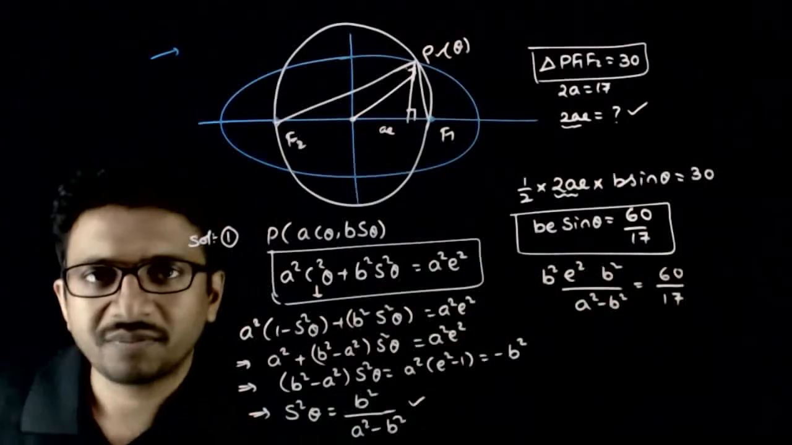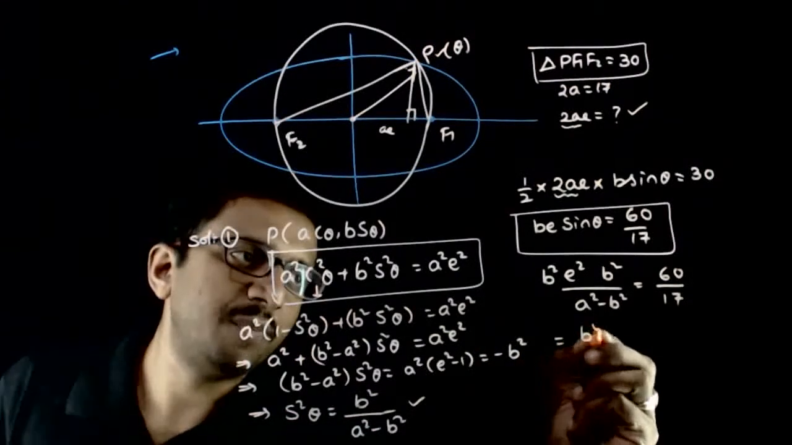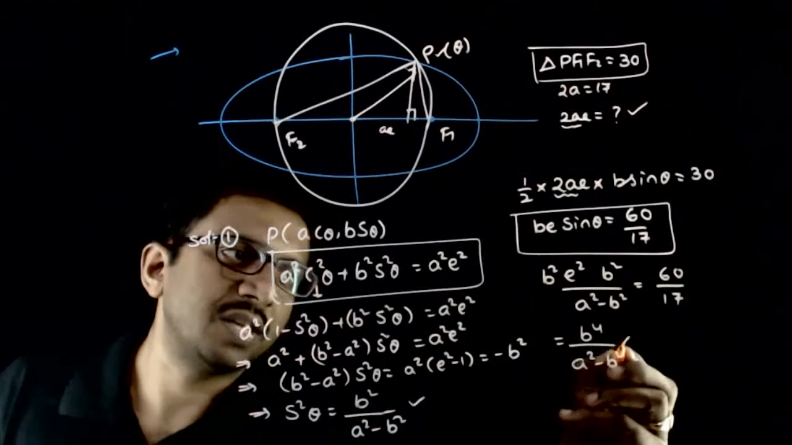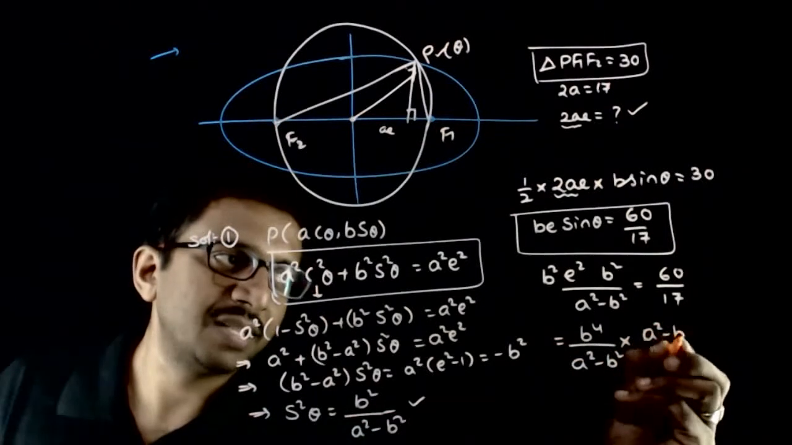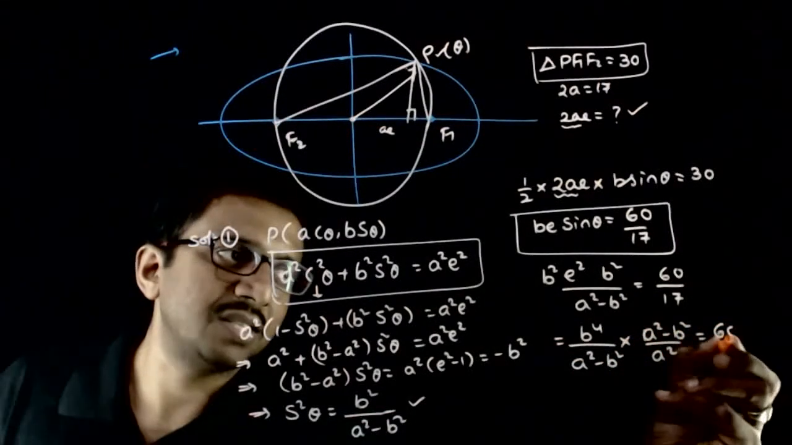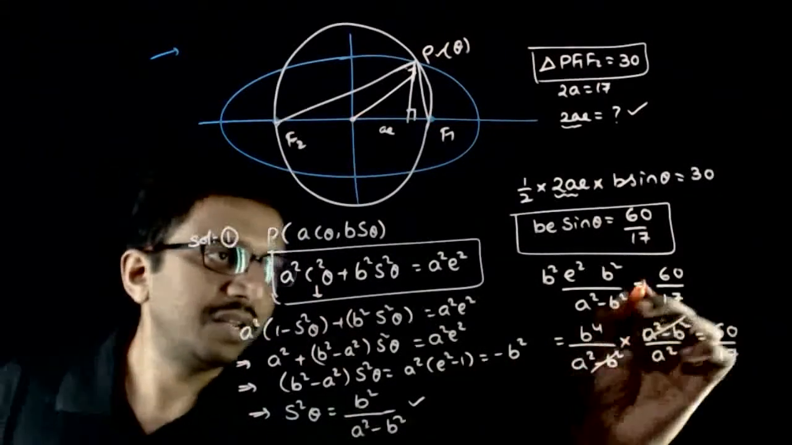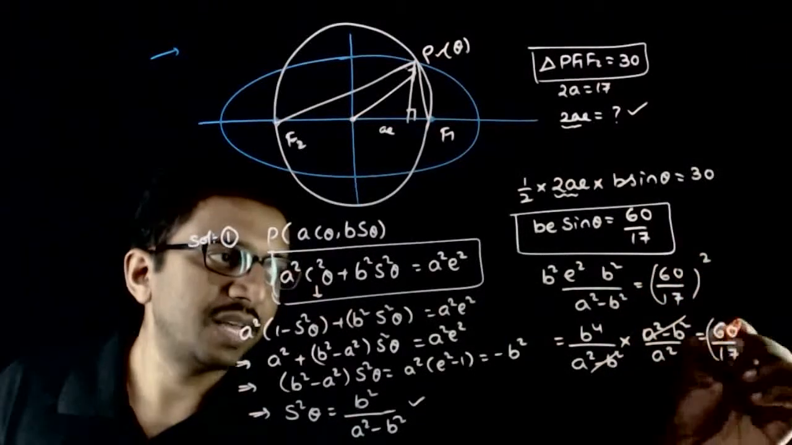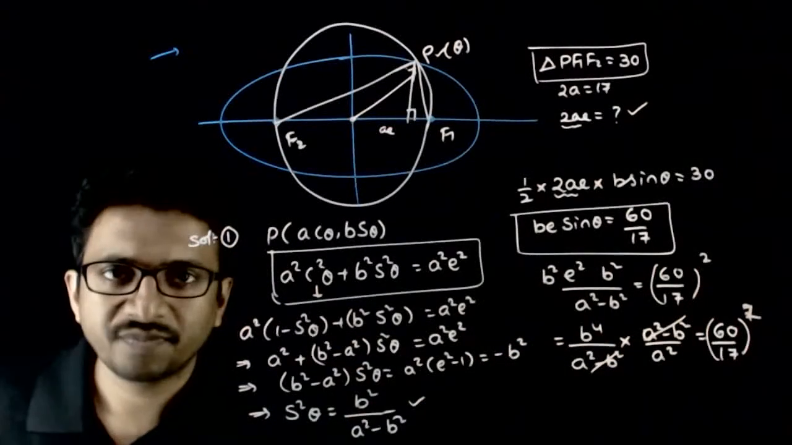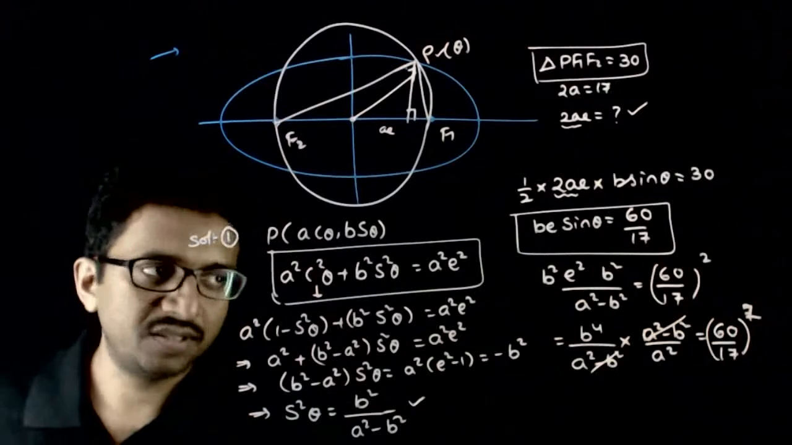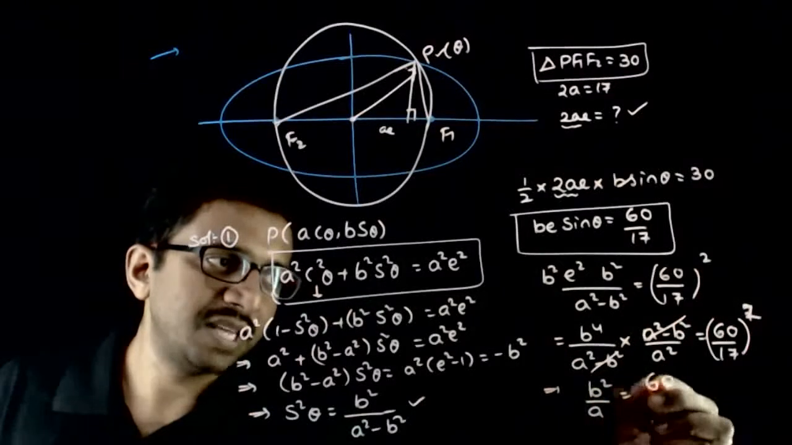Now what is E square? E square is nothing but 1 minus B square by A square. So we get B power 4 by A square minus B square, into A square minus B square by A square, is equal to 60 by 17 whole square. So A square minus B square and A square minus B square get cancelled. Now B power 4 by A square is this, so B square by A, if I square root this again, is equal to 60 by 17.